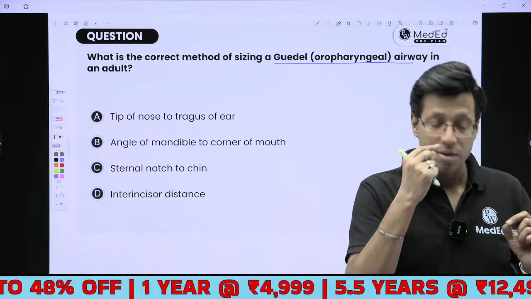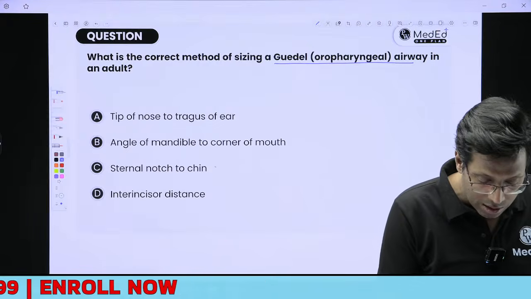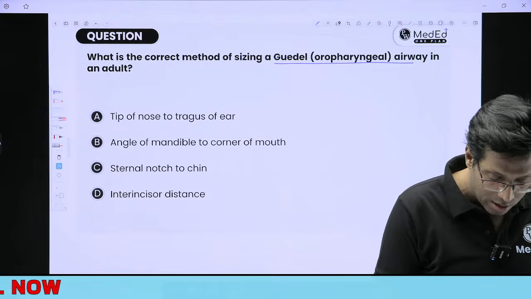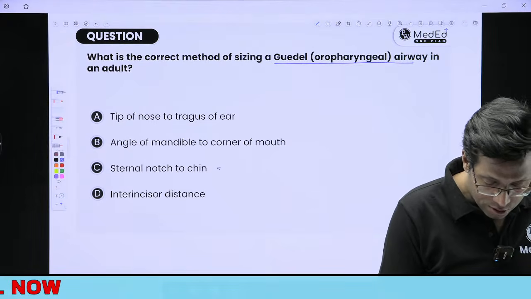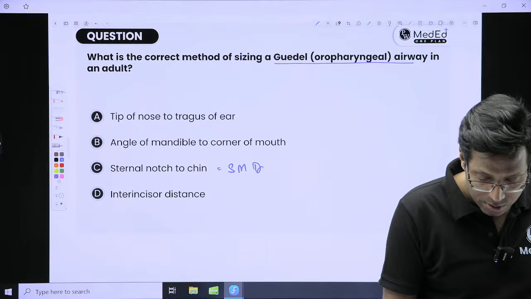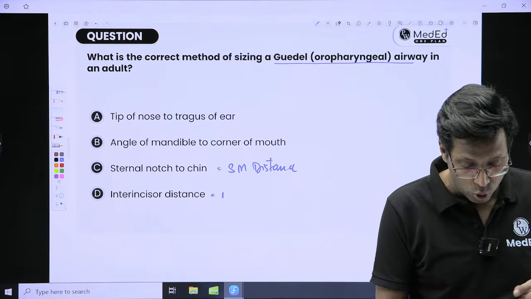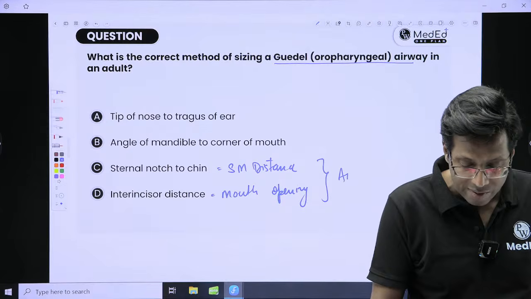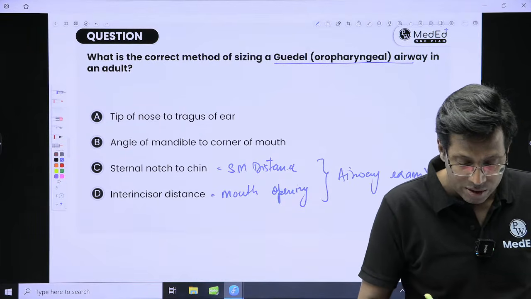And interincisor distance. So sternal notch to the chin is basically the sternomental distance, that is used for difficult airway. If you will see, this is sternomental distance. This interincisor distance is nothing but mouth opening. These are basically done for airway. These are part of airway examination. How you examine someone's airway?